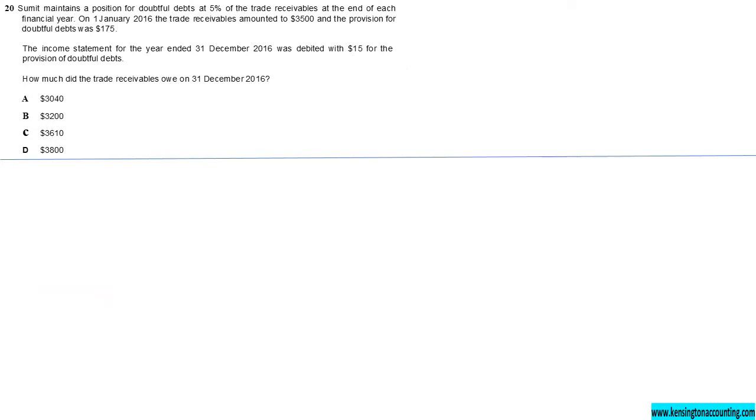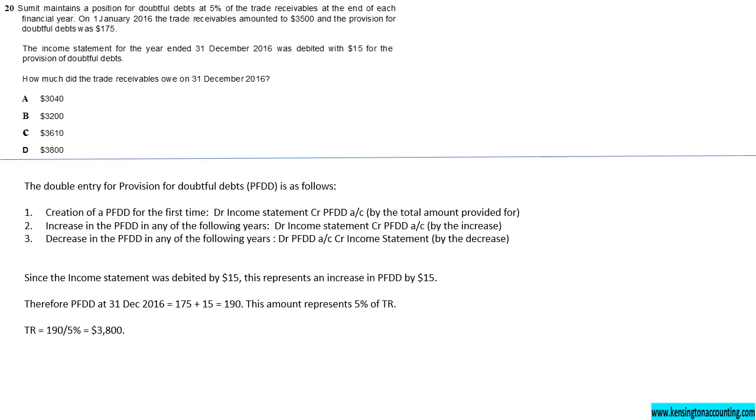Question 20 is about provision for doubtful debts. Now, a quick recap of the accounting entries for provision for doubtful debts. Number 1, on the first year, on the creation, when a business creates a provision for doubtful debts for the first time, the entry is debit income statement and credit provision for doubtful debts account by the full amount, because it is the first year. There's no change in the first year.